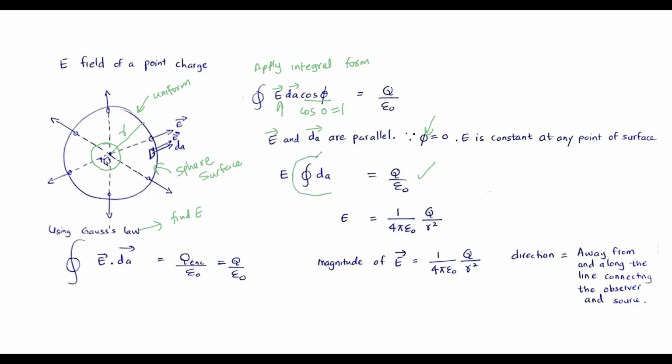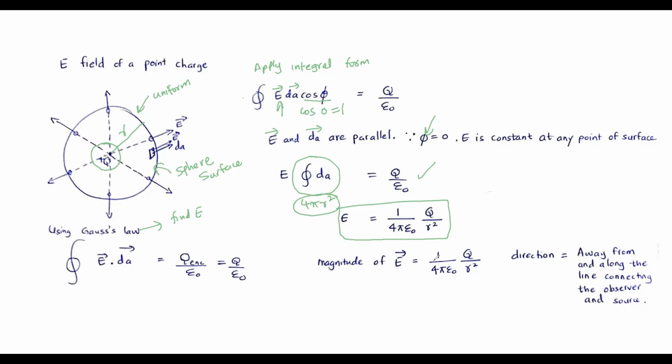So we know the area of the sphere is given by 4 pi r squared, right? 4 pi r squared. So by using this equation, you can separate out the value of E. Once we do that, we are left with this equation where E is equal to 1 over 4 pi epsilon naught times Q over R squared, right? So by using Gauss's law, we can find the magnitude of electric field at any point in the space.